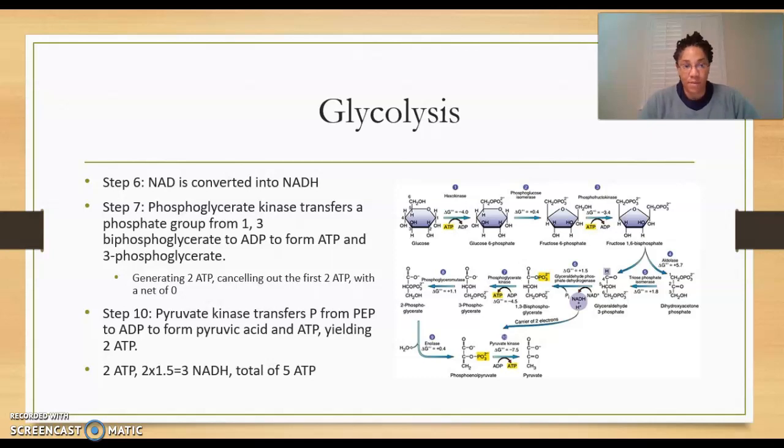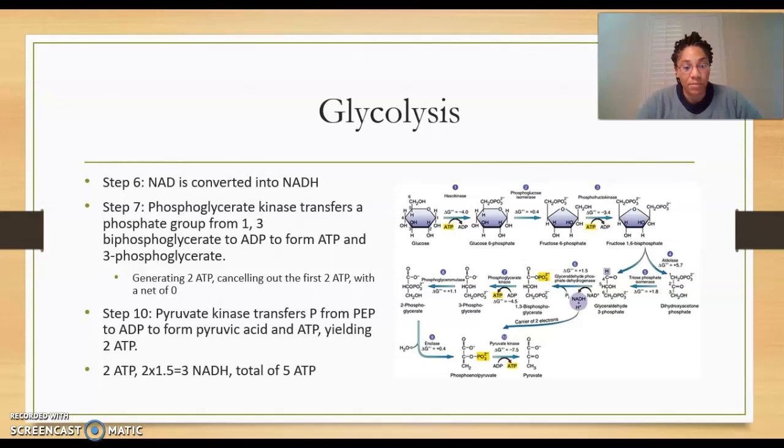So then you move on to step 7. Phosphoglycerate kinase transfers a phosphate group from 1,3-bisphosphoglycerate to ADP to form ATP and 3-phosphoglycerate. So at this time, we're back to 0, because steps 1 and 3 consumed ATP, so we were at a negative. In step 6, you get an NADH, and you get 2 of those. Then in step 7, you get 2 ATP. So now you've generated 2, canceling out the first 2, which nets you 0.